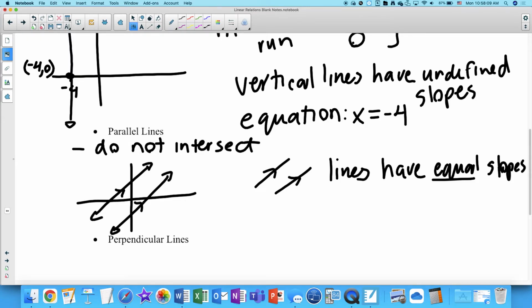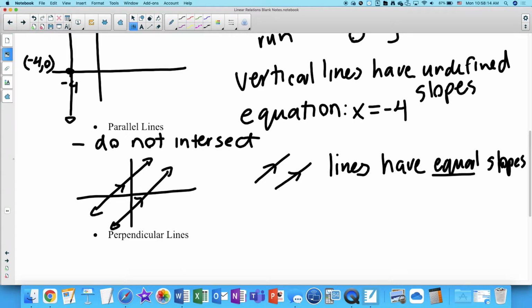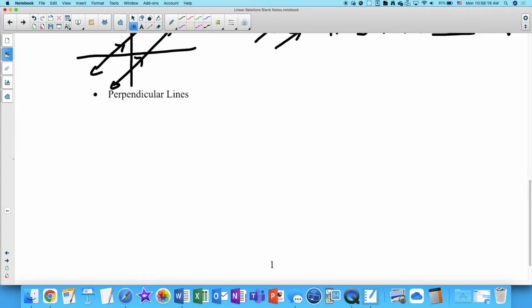Okay. Perpendicular lines. Well, if two lines are perpendicular to one another, what can we say about those lines? Yeah. They need to intersect. They do intersect. Yeah, they have to intersect a specific way though. Yeah. At a right angle. At a right angle. Yeah, they intersect at a right or 90-degree angle. Okay.